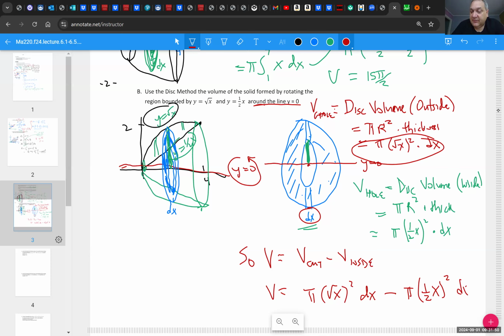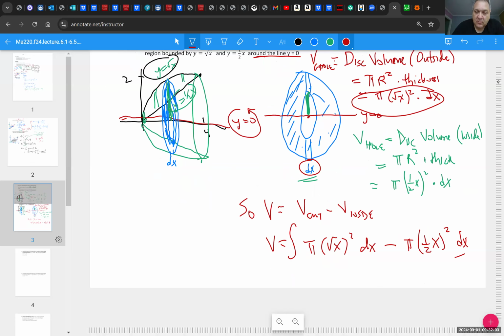If we're going to be finding it for all possible slices, we just integrate from the smallest x value to the biggest x value. Because it's a dx, we need everything in terms of x's. So for our region, the smallest x is over here at 0. And the biggest x, that's the endpoint where our region ends, is x equals 4. And so that's our integral.